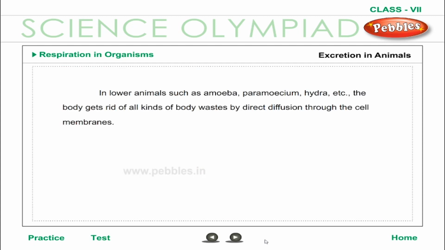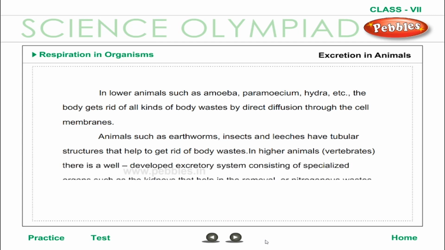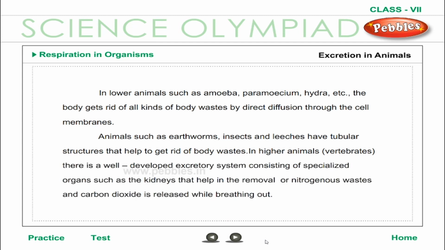Excretion in animals. In lower animals such as amoeba, paramecium, hydra, etc., the body gets rid of all kinds of body waste by direct diffusion through the cell membranes. Animals such as earthworms, insects, and leeches have tubular structures that help to get rid of body wastes. In higher animals, vertebrates, there is a well-developed excretory system consisting of specialized organs such as the kidneys that help in the removal of nitrogenous wastes, and carbon dioxide is released while breathing out.